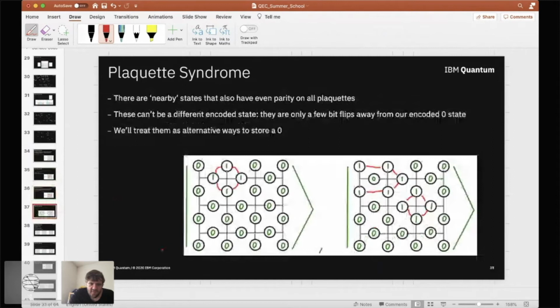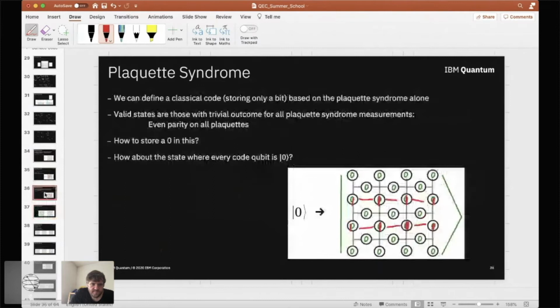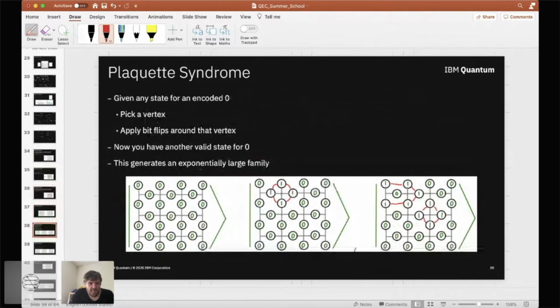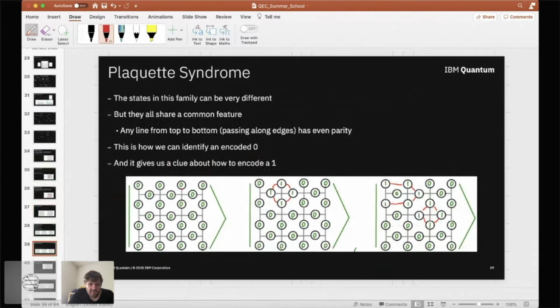There's a family for which, if you take a line from top to bottom, any line that goes through the qubits and goes along the gray lines here, it doesn't matter which line you pick, just that it goes along these gray lines from top to bottom, then for any state within this family, which starts off at the all zero state and then we pick a vertex and flip everything around it, all of them will have an even parity for such a line from top to bottom.